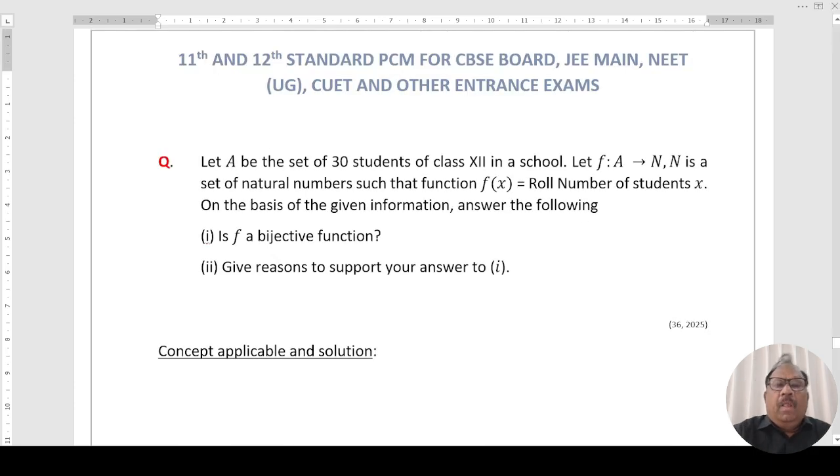Question is, let A be the set of 30 students of class 12 in a school. Let f: A to N be defined such that f(x) equals the roll number of student x. On the basis of the given information, answer the following. Is f a bijective function? Give reasons to support your answer.